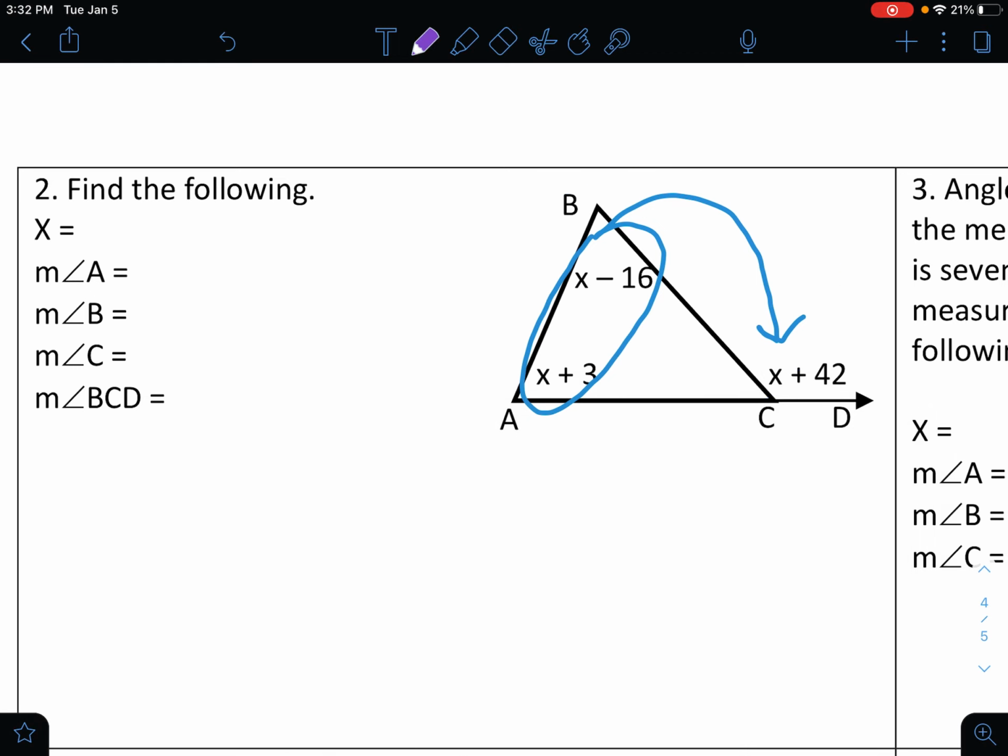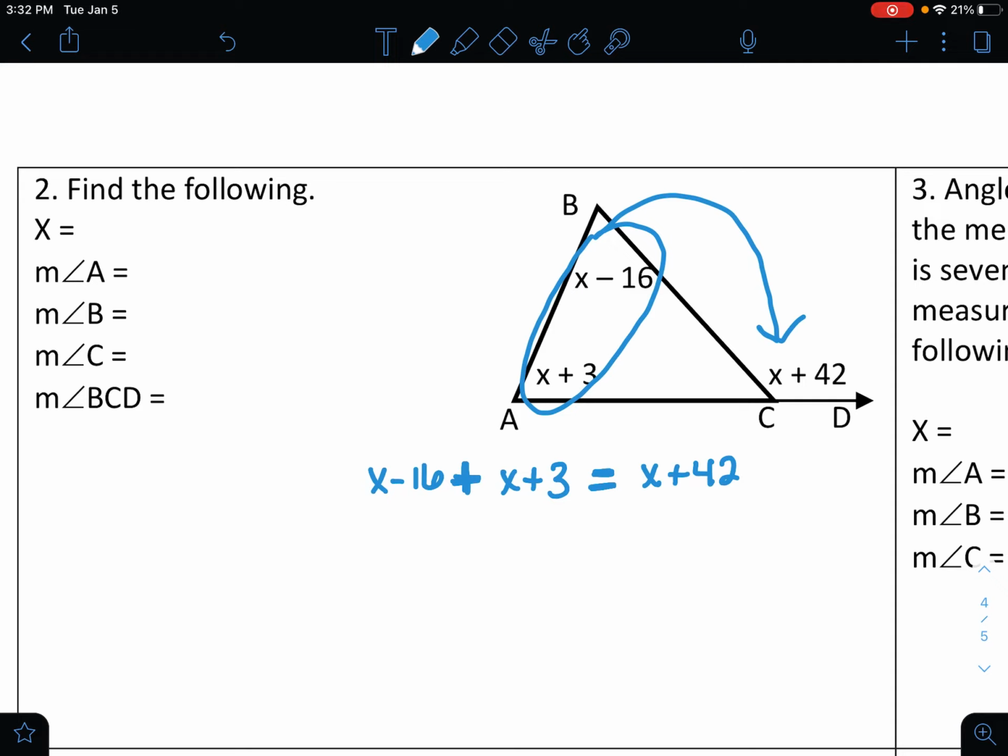Okay, so let's set up that equation. So we're going to add up this one, this one, the two that were on the inside, and we're going to make them equal the one that's on the outside. So again, add up the two on the inside, make them equal the one on the outside. That's how the exterior angle theorem works. And then just solve for x.